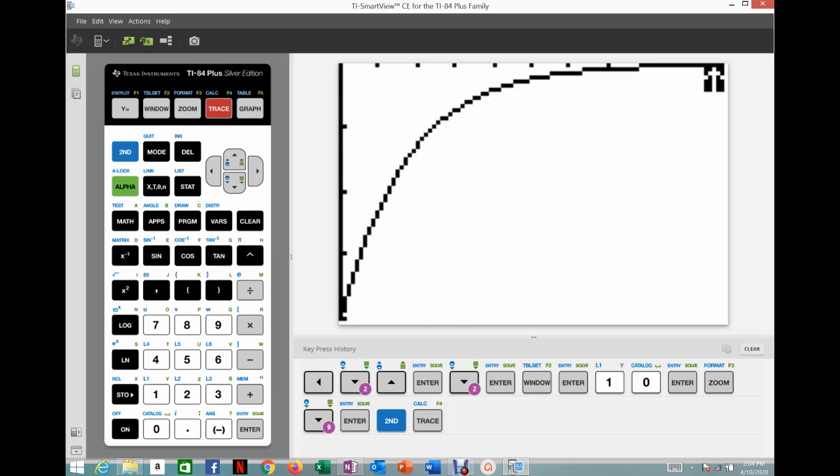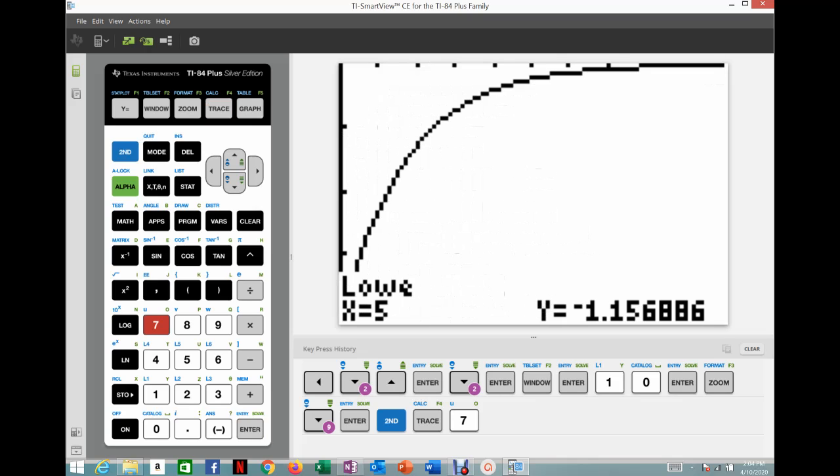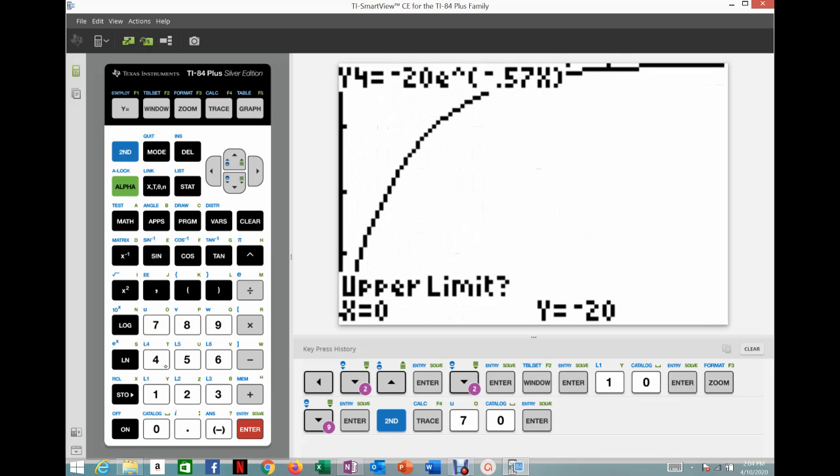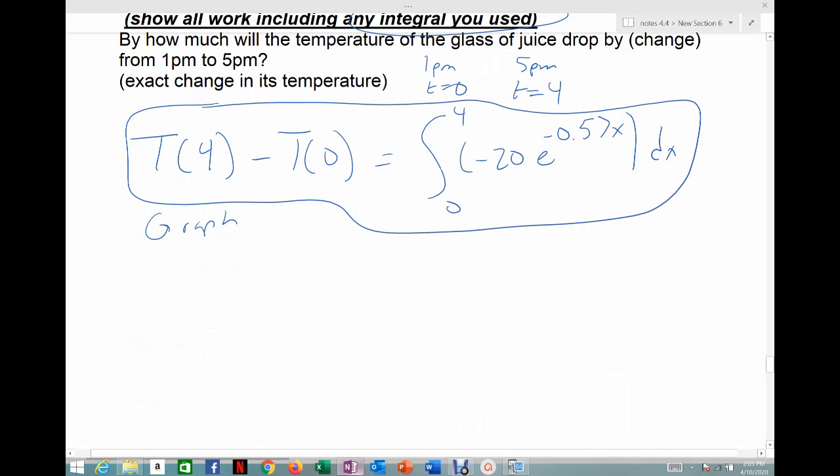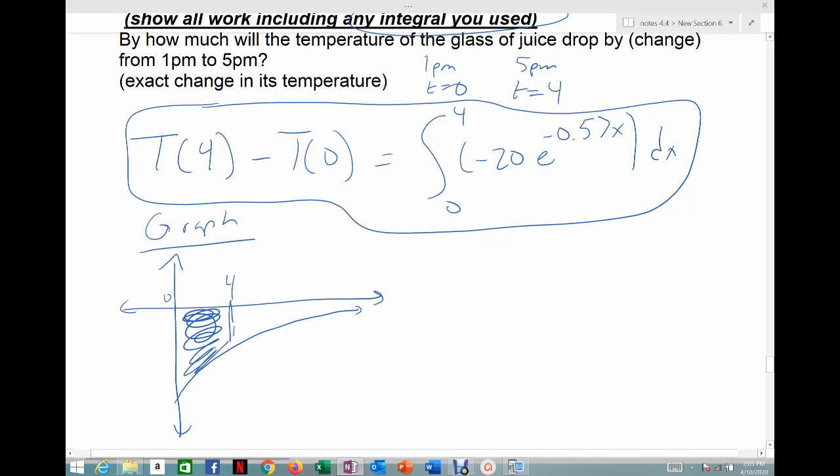All right, so second trace 7, lower limit 0, upper limit 4. All right, and so there it's negative 31.4988. So I'm going to round to negative 31.5. When I go to show my work, I'm going to show this graph. So go back to my work here. So the graph, and again, it doesn't have to be great detail, just simple. I know this was its shape. 0 to 4 is what we found. This was the area. It came out negative 31.5.